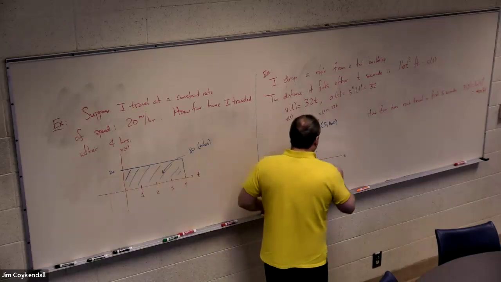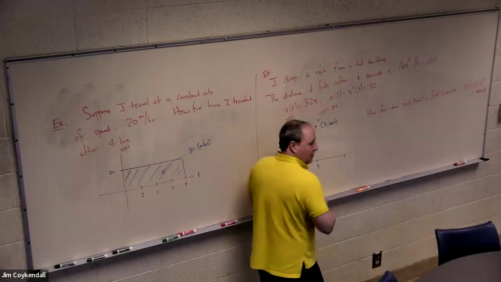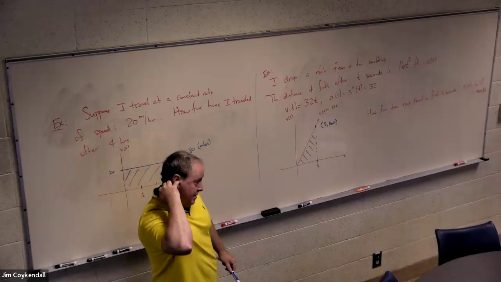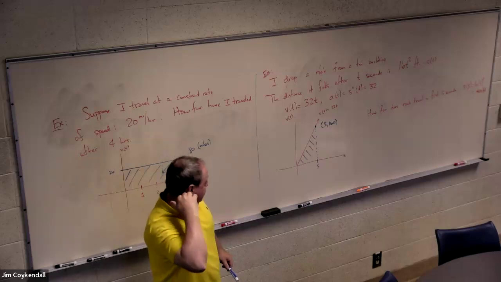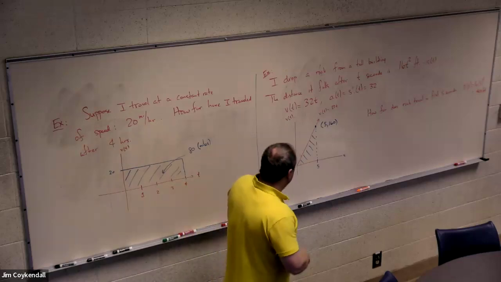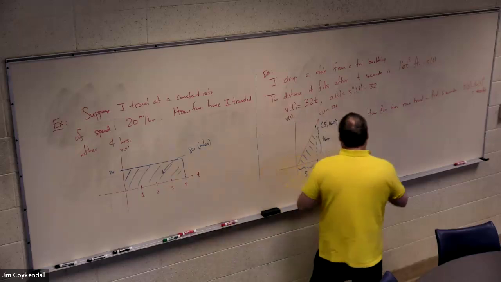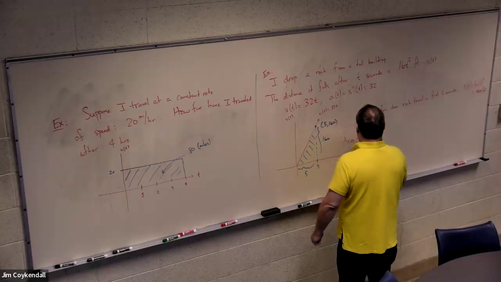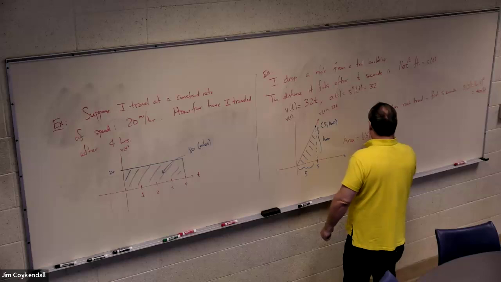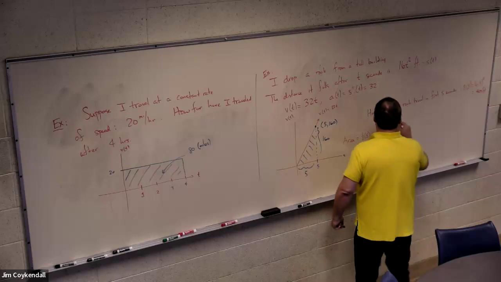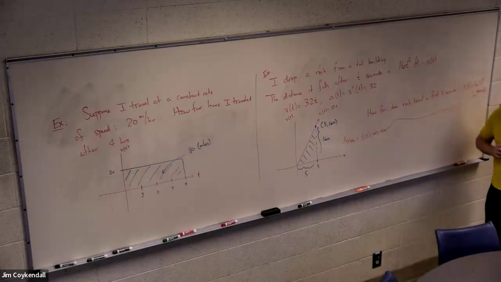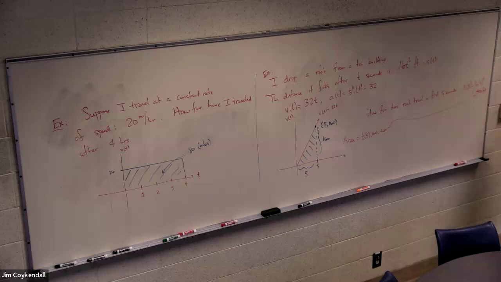Now, look at this triangle. Look at the area under this curve. What is the area? Well, this is a triangle, right? This is 5. This is 160. The area, 1/2 base times height, is 400. So notice that the area under the velocity curve gives you the distance traveled, right?